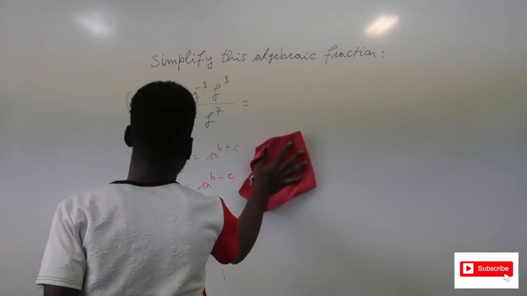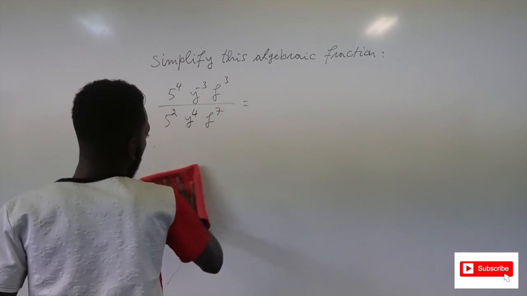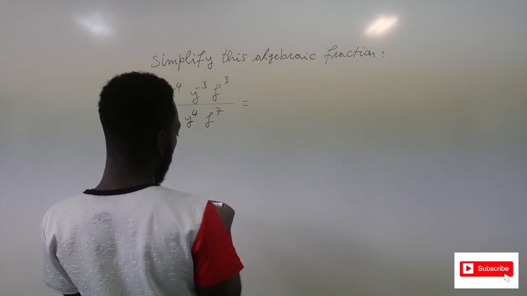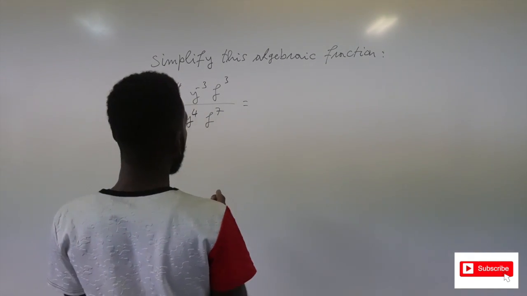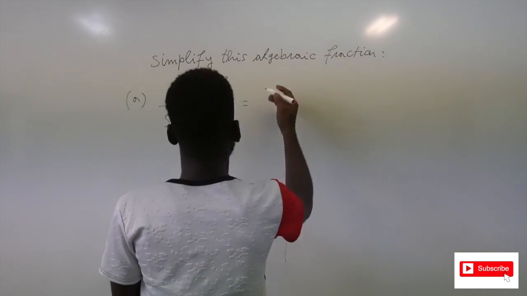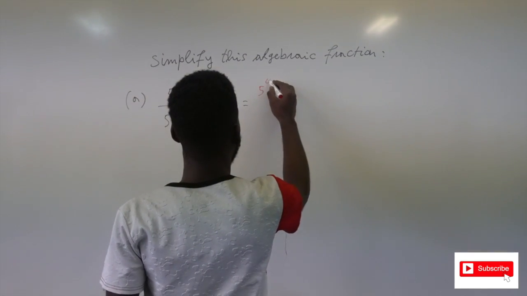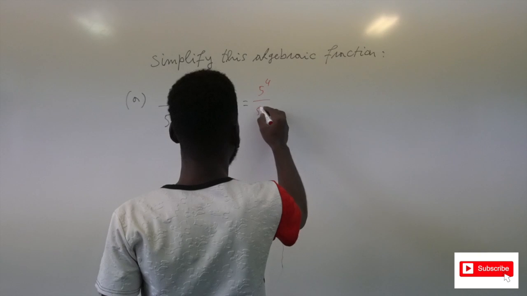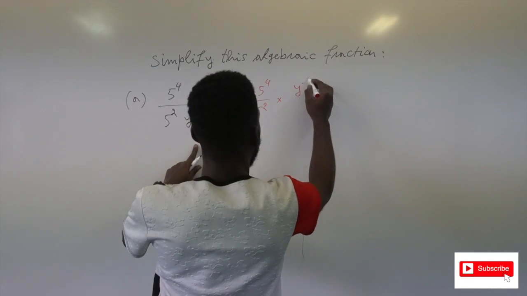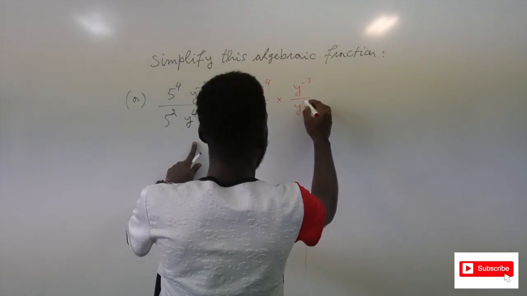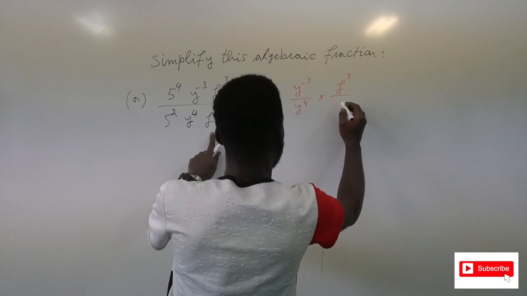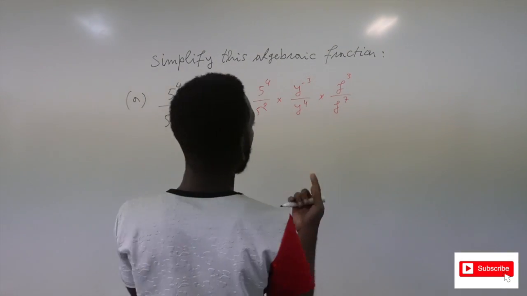So if I could just rub off these ones. And so with the first one, what do we do? There are a few ways that I could do this. However, what I will do, let's apply those index laws. So we see the first part is 5 to the power of 4 over 5 to the power of 2. You could break this down. And the next part is y to the power of negative 3 over y to the power of 4, times f to the power of 3, or f cubed, over f to the power of 7. This is my first line.